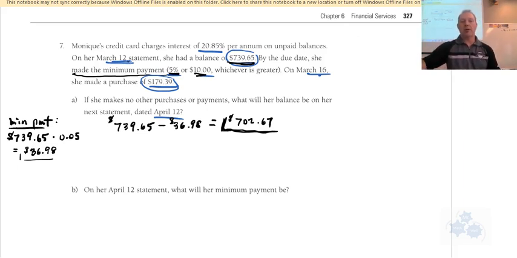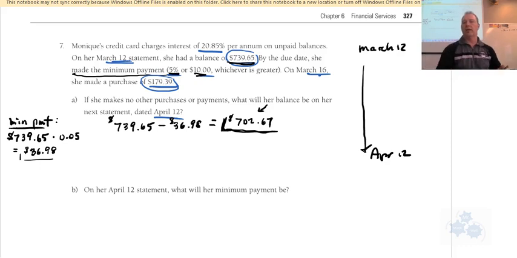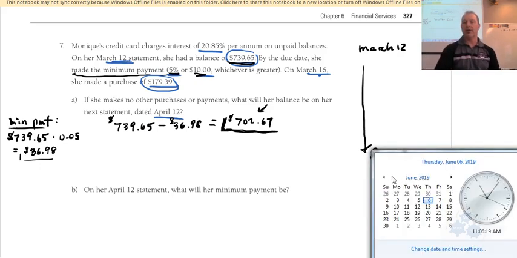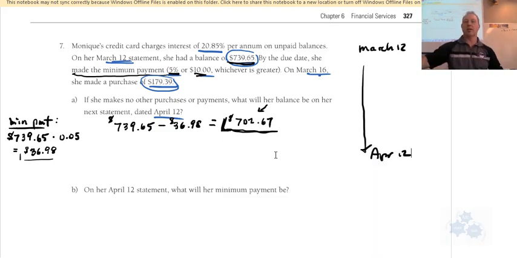So March 12th, let's figure out, on this balance right here, that's going to go from March 12th all the way to what? April 12th. So March 12th to April 12th, and I'll give you a calendar. We want to count all of these days on your calendar, including both days, and that should be 31 days. So this is going to be 31 days here.